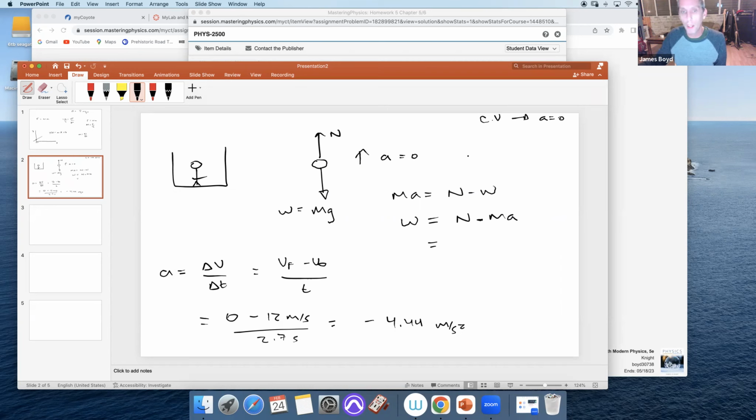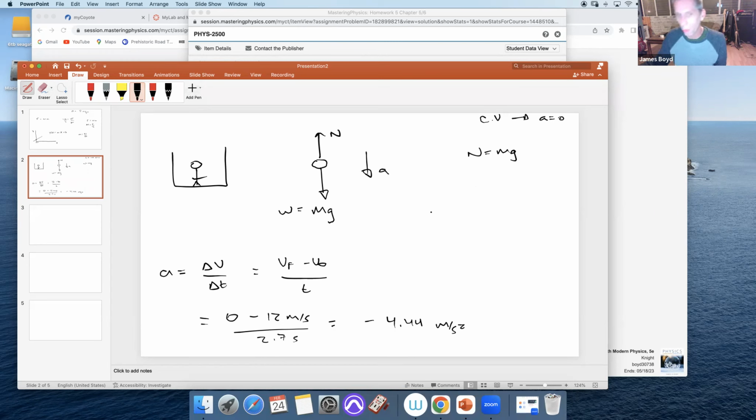Letting N equal mg, mg minus ma, or I'm sorry, I'm messing this up weirdly. Since a is negative, let's do this. Let's flip a down.